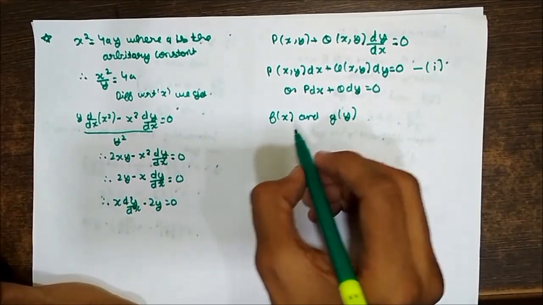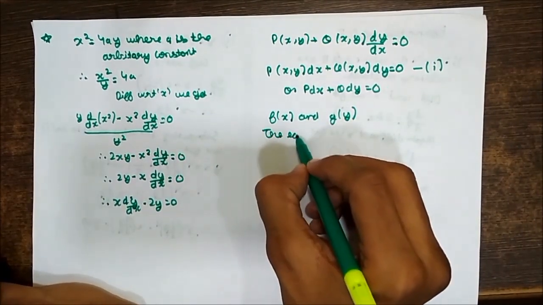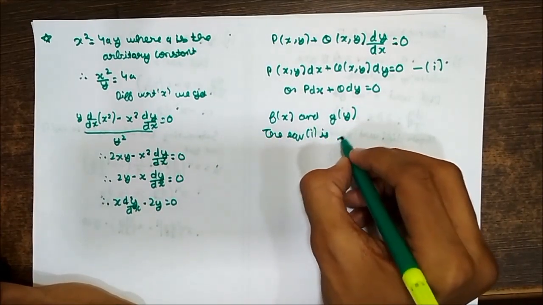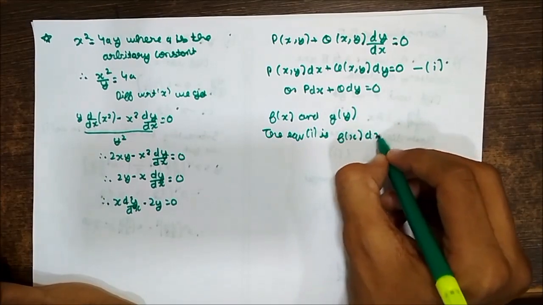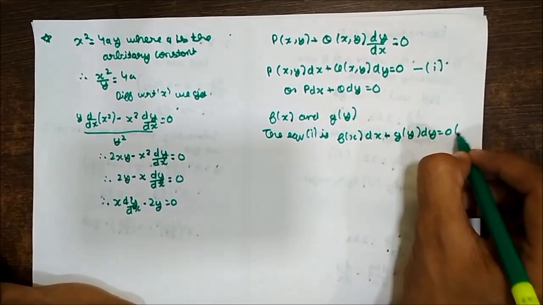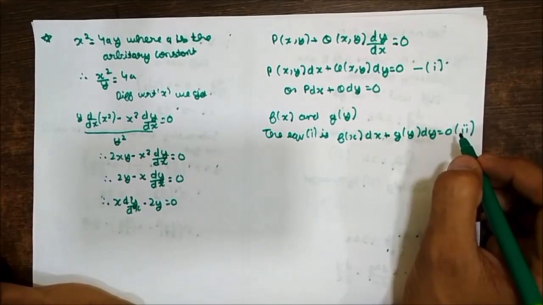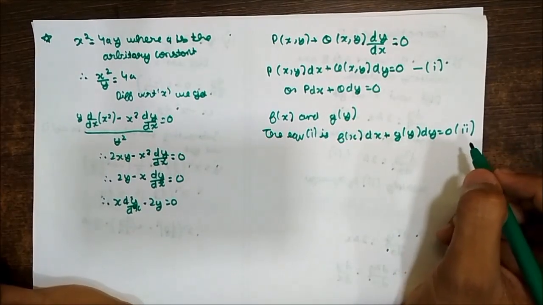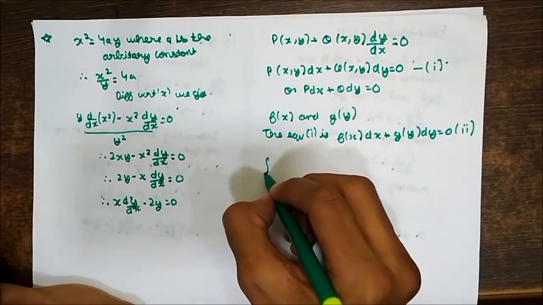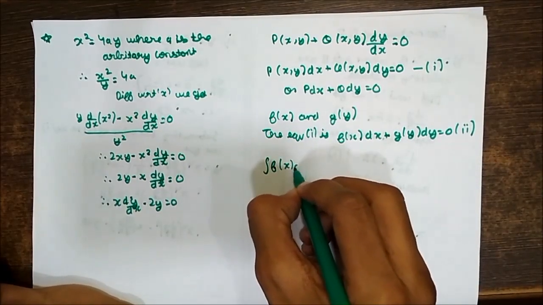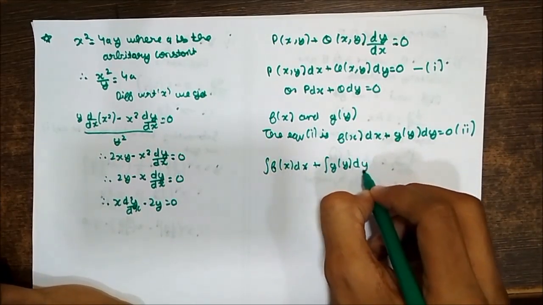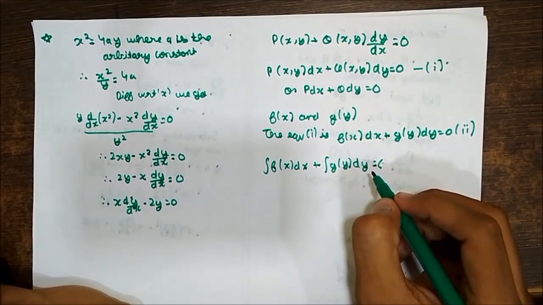the equation 1 is f of x dx plus g of y dy is equal to 0. This is the second equation. This is said to be in variable separable form, whose solution is obtained by integrating equation 2 and is given by integral of f of x dx plus integral of g of y dy is equal to c, where c is the constant of integration.